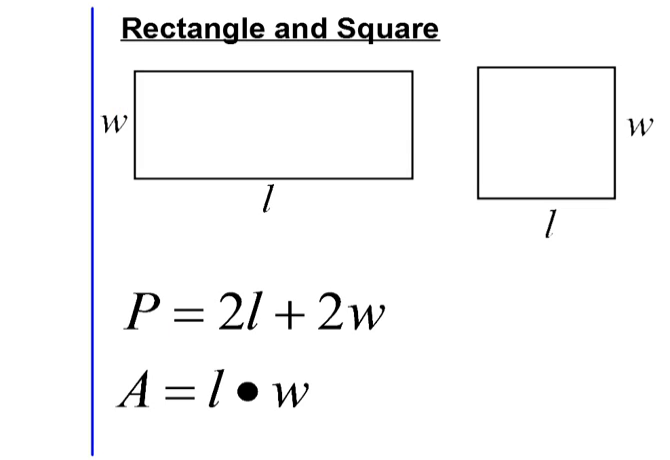All right, our first shape we're going to talk about is rectangles and squares. These are shapes you've worked with before. The way we find the perimeter is we take the width and the length and we add up 2 lengths and 2 widths. To find the area, we multiply the length times the width. This is the same thing we do for both rectangles and squares.